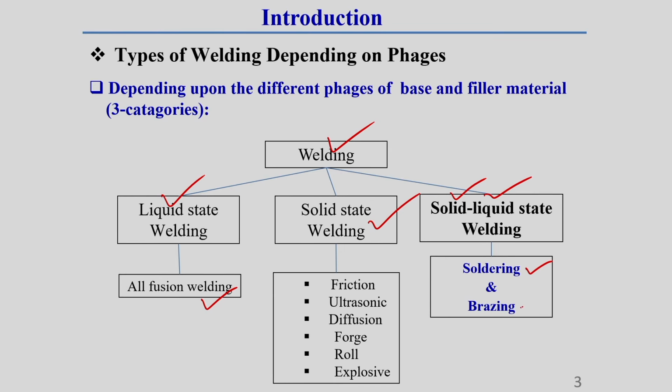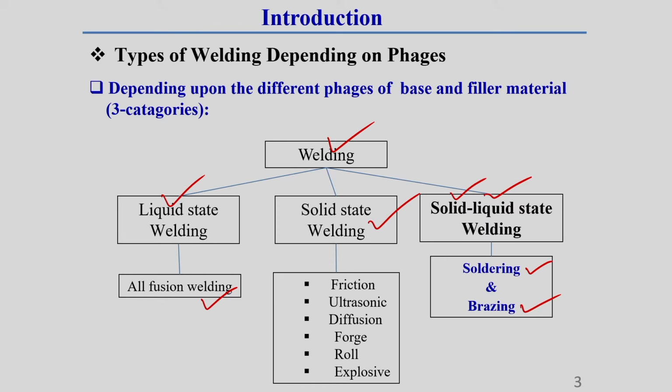So, as in this welding process two different phases are present, that is why these types of welding techniques are called solid liquid state welding techniques. In this category the soldering and brazing techniques come.